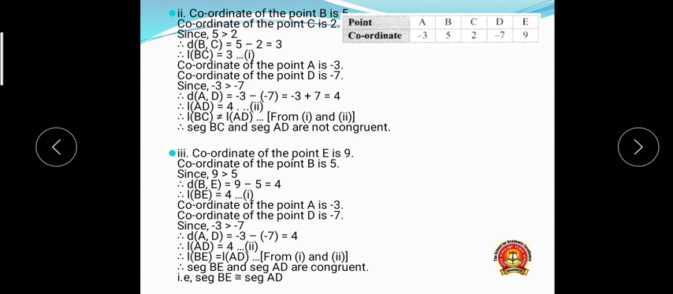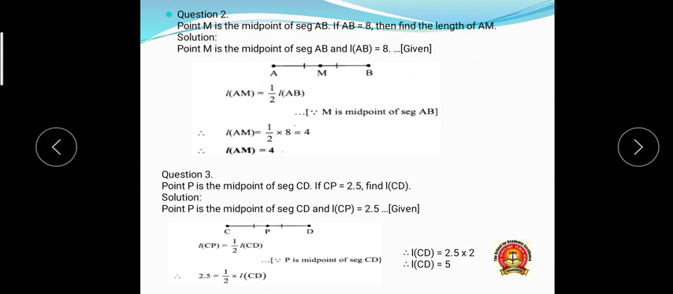In the same way, find the BE distance, find the AD distance, and compare the values. If they are equal, then you can say that the segments are congruent. If they are not equal, then write down that they are not congruent. Understood? Now the next question. A simple question.